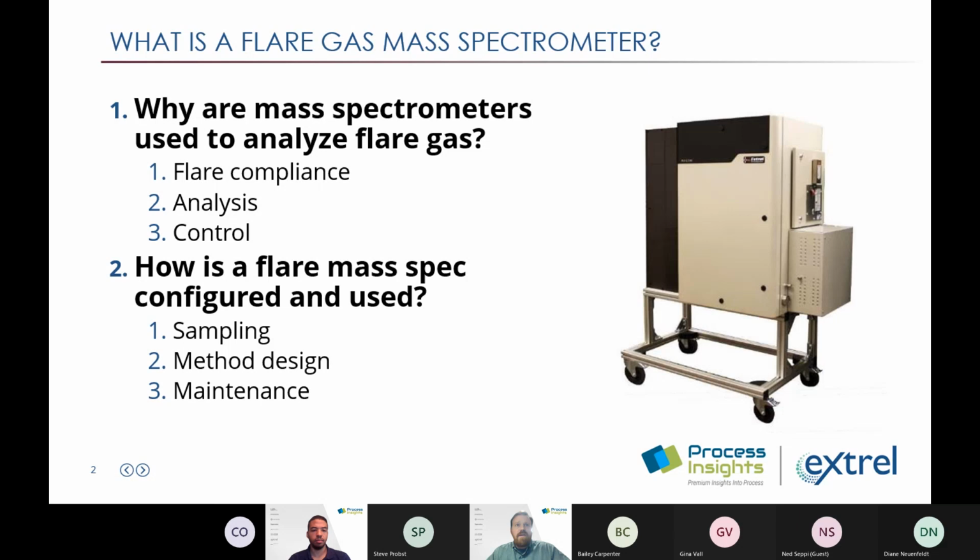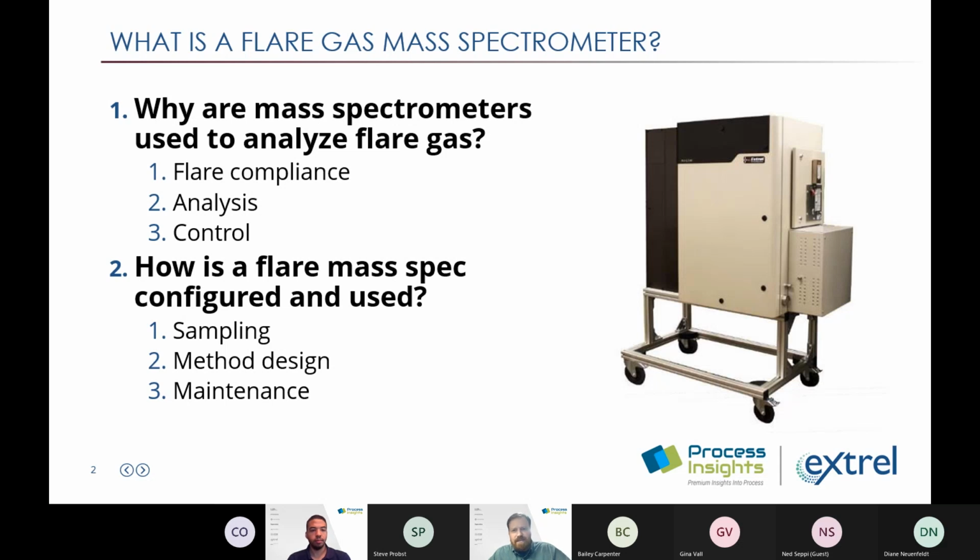We'll start with: why are mass spectrometers used to measure flare gas? We'll talk about flare compliance. We'll talk about some of the challenges involved in analyzing flare gases, and why the mass spec is uniquely configured for going after that measurement.